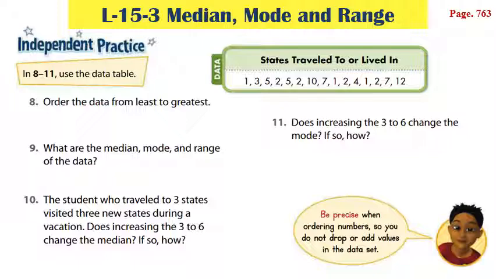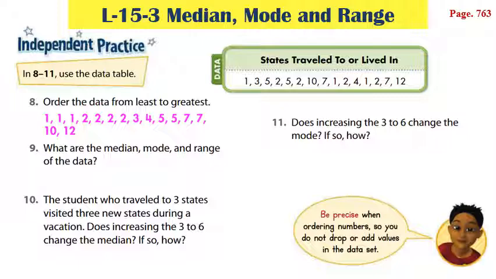Okay, try to find answers for every question here. I will give you time. Time's up. Stop writing. Tell me the answers now. Number 8, order the data from least to greatest. Be precise when ordering numbers, so you do not drop or add values in the data set. Very good. 1, 1, 1, 2, 2, 7, 10, 12.